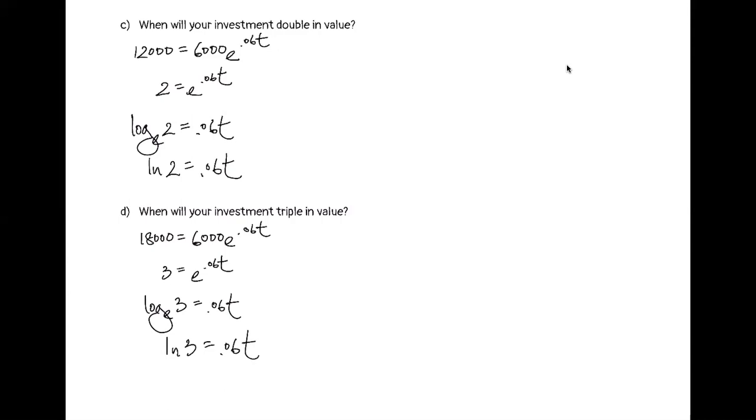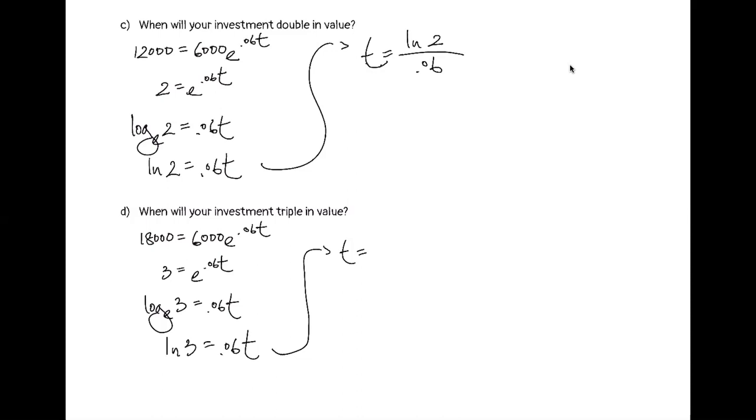Okay. What's the one step I need to solve for t in both cases? Divide by that 0.06. Very good. All right, so I've got t equals ln 2 over 0.06. When you get to calc 2, calc 1, you're just going to leave it like that, like an exact value. But I want us to practice using our calculator right now.